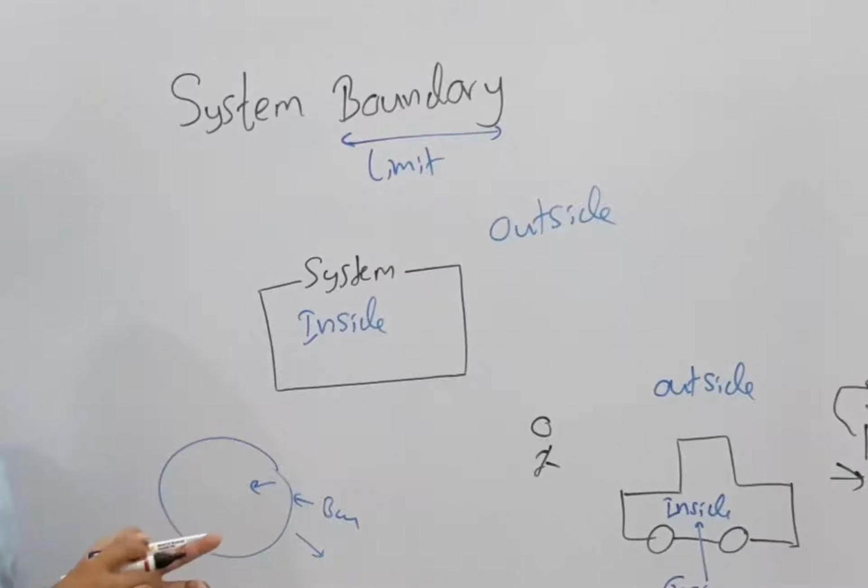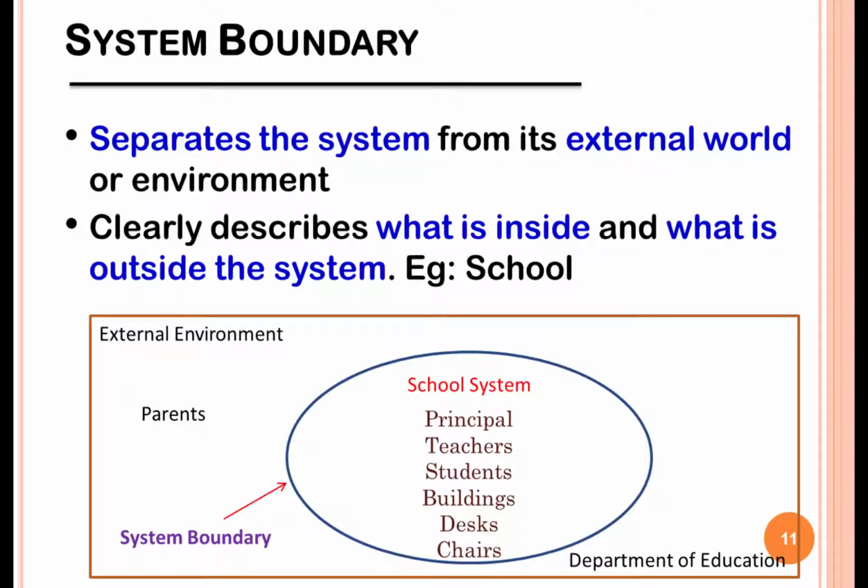That's the system boundaries. When a school system is considered, we can define the principal, teachers, students, buildings, even the desks and the equipment of the school, all belong to the school system itself, so they are inside the system boundary. And the parents, even the vehicles in which the students are coming to the school, the roads, the police, they belong to the external environment. They are outside the system boundary.